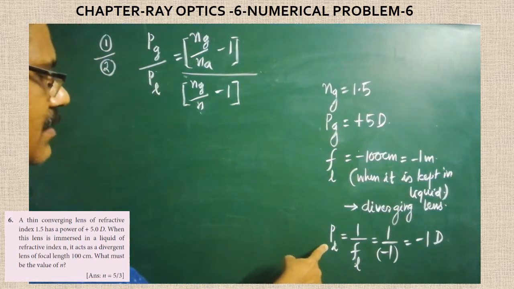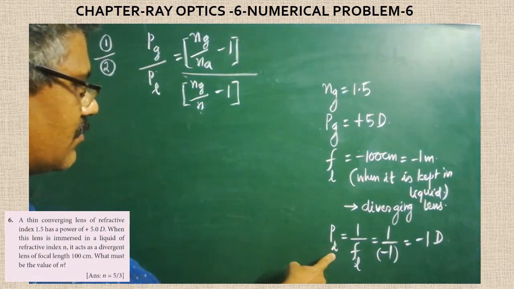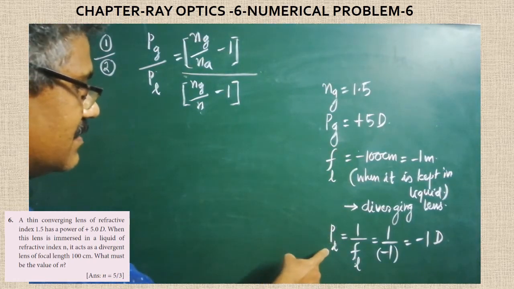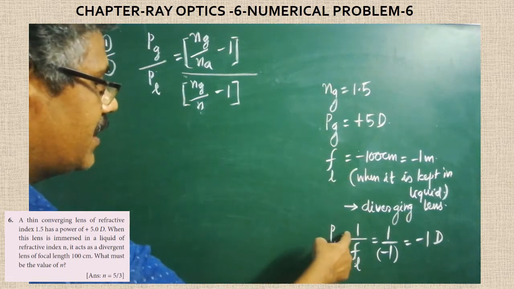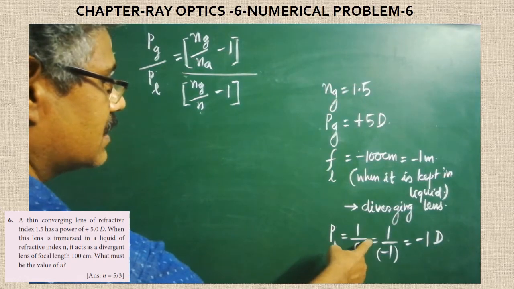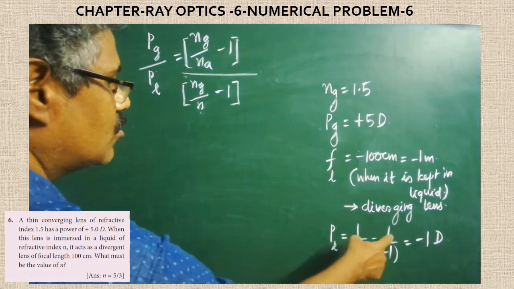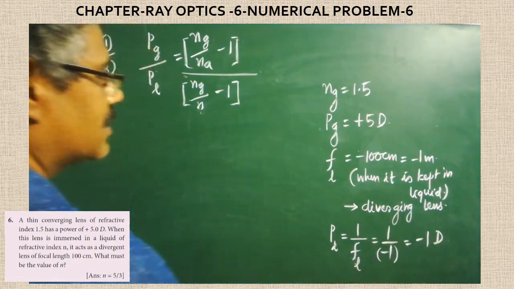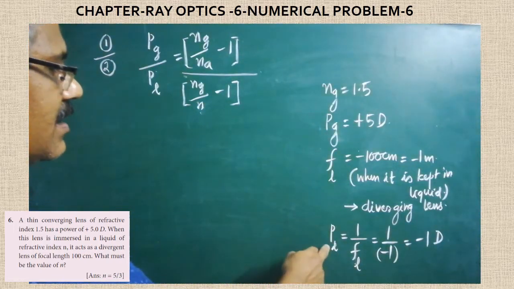So we know the value of focal length of the newly converted diverging lens, whose power can be calculated. What is this? PL, power of the lens when it is kept in liquid. Power of the diverging lens when it is kept in liquid. How will you calculate? 1 by FL is equal to, reciprocal of the focal length is power. 1 by FL is equal to 1 divided by minus 1, which is equal to minus 1 diopter. PG is known, PL is known.